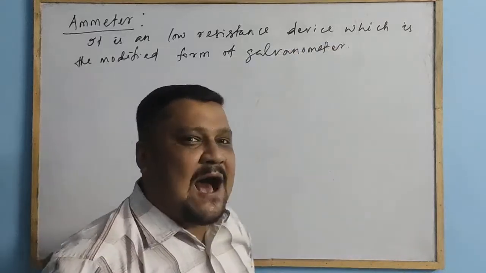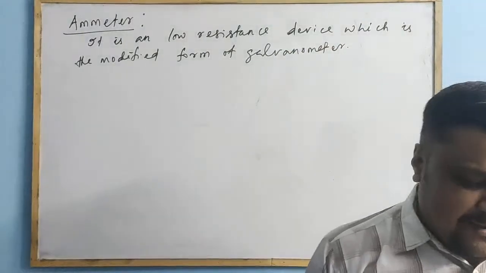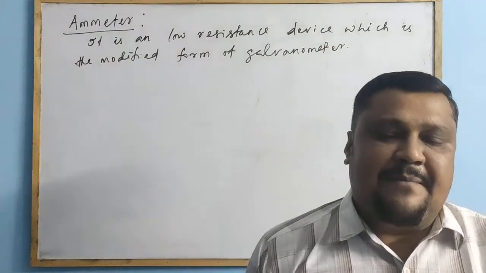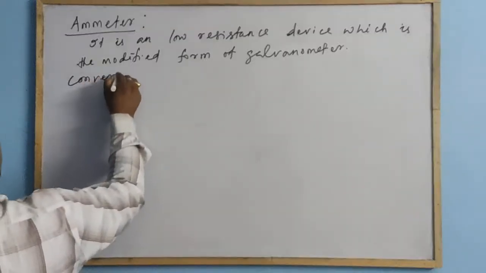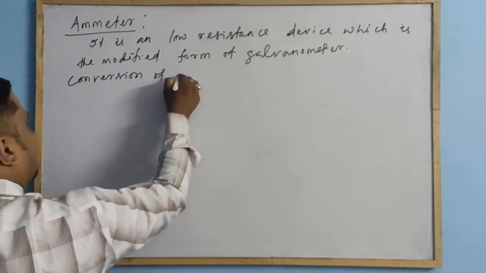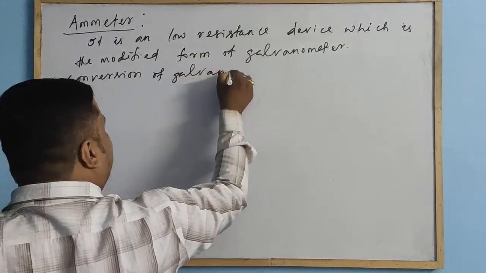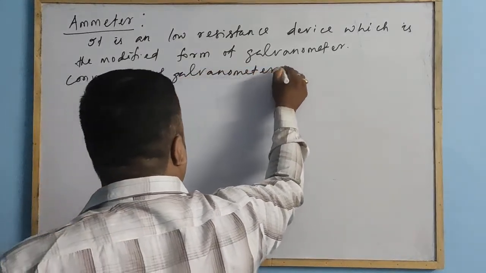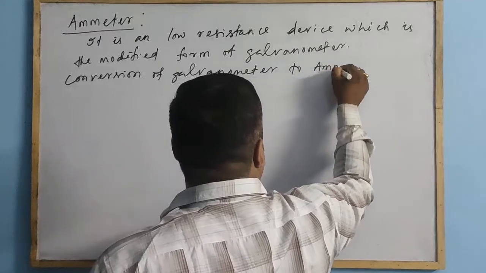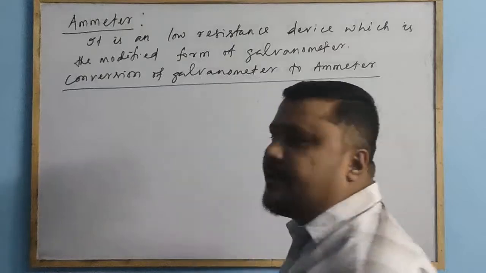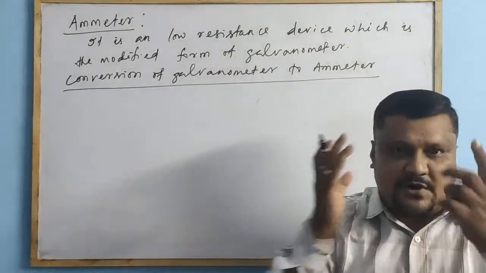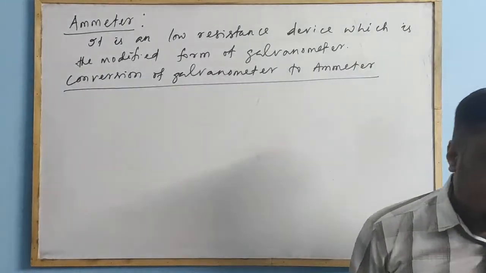Now the question is how we can convert a galvanometer to an ammeter. So the next thing is the conversion of galvanometer to ammeter. Conversion of galvanometer to ammeter. How can we measure or how can we convert that? So now we see that.